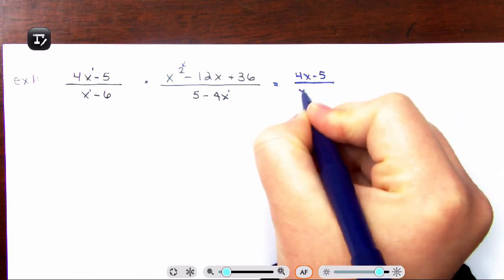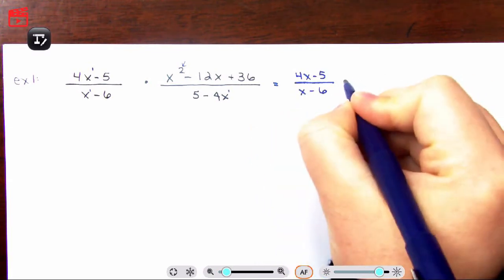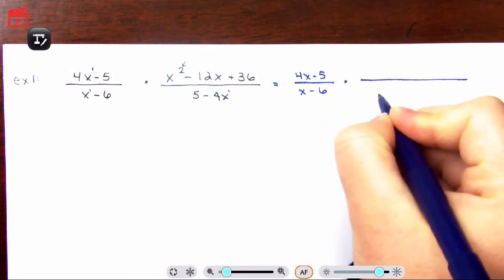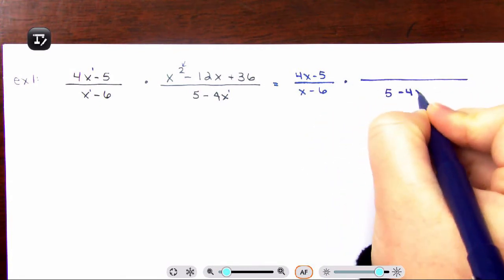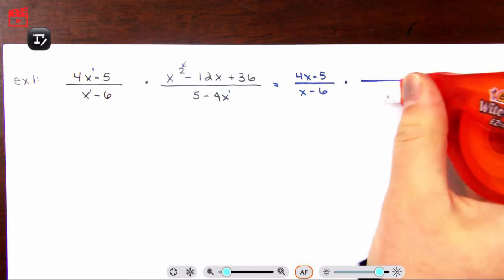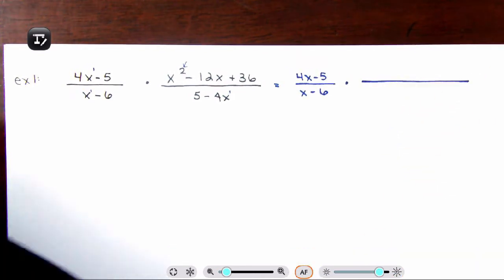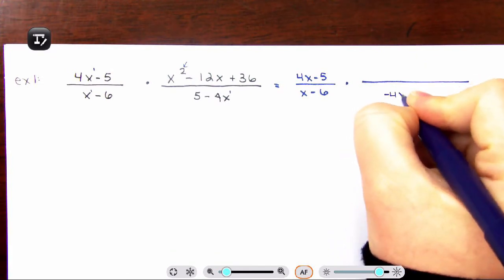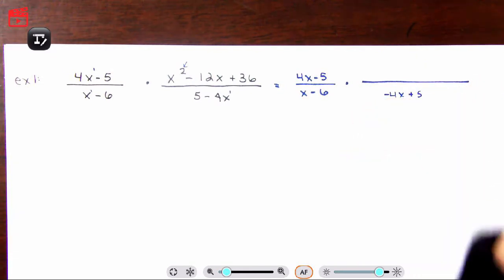Here I have an x minus 6 times. This is 5 minus 4x. Now, my OCD is kicking in a little bit, so I'm going to rewrite that as negative 4x plus 5 because I'm so used to having the term with the x first on the left-hand side, so my OCD kicks in a little bit.